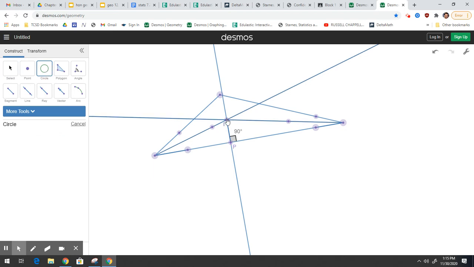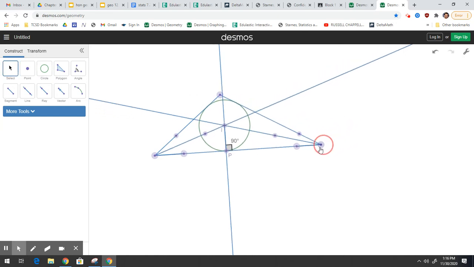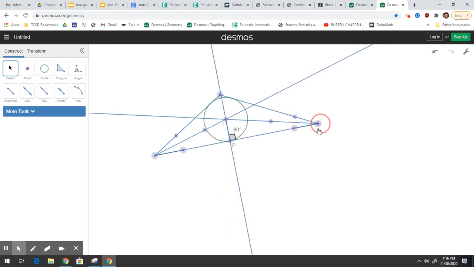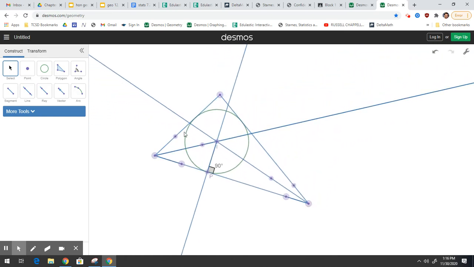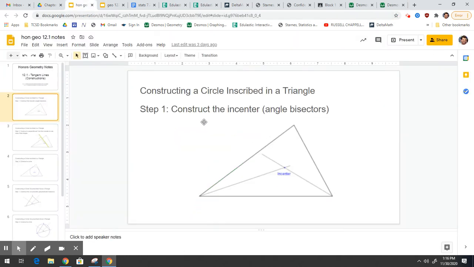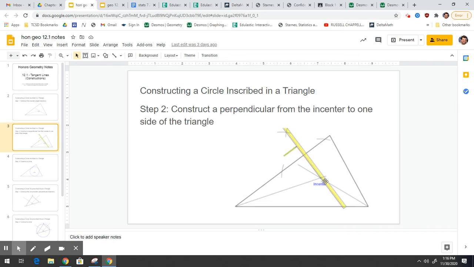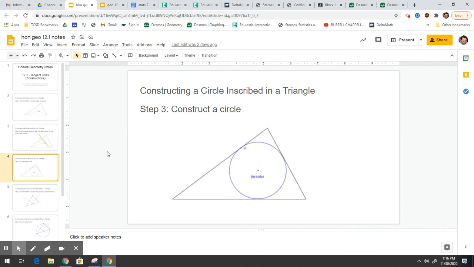So I'll grab my circle, the center is I, and P is the endpoint. And notice here, where the circle intersects the triangle looks tangent. And if I move that around, notice how the circle stays tangent. That is called an inscribed circle. Okay, cool. So again, going back to the notes, construct the incenter, which is through the angle bisectors, create that perpendicular from the incenter to one of the sides of the triangle, and then construct that circle using those 2 points. Okay, that's construction 1.